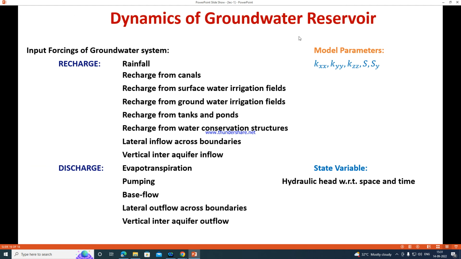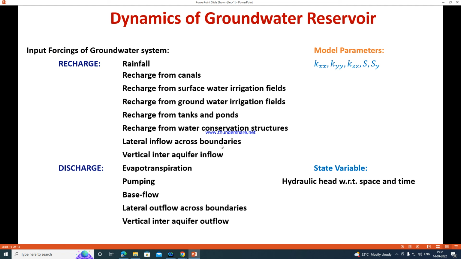These are the dynamics of the groundwater reservoir. These are the input forcings: recharge from the rainfall, recharge from the canals, and recharge from the surface water irrigation fields. You will be applying some amount of surface water and some amount of groundwater into the irrigation fields. From that also there will be a return flow into the groundwater. Recharge from the tanks, ponds, recharge from the water conservation structures, lateral inflow across the boundaries.